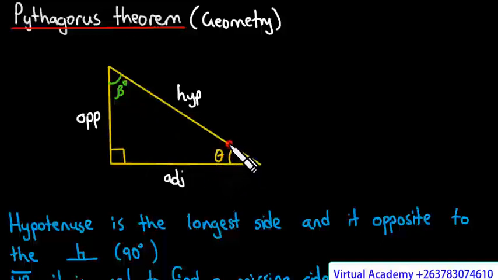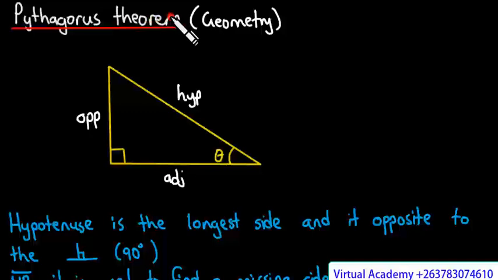If I'm considering this angle, this side is adjacent. But if I'm considering this angle beta, this side is the adjacent. But the case we shall be using is one where we'll be considering this angle theta, which is adjacent to this adjacent side.